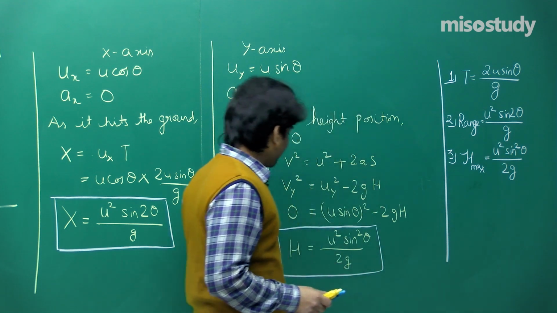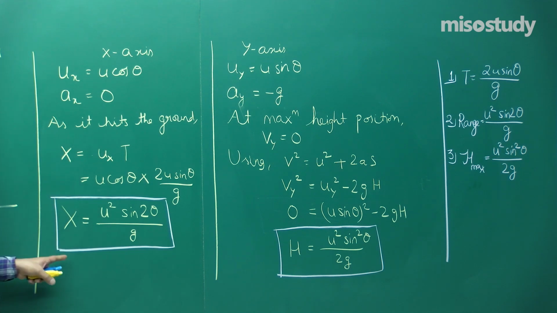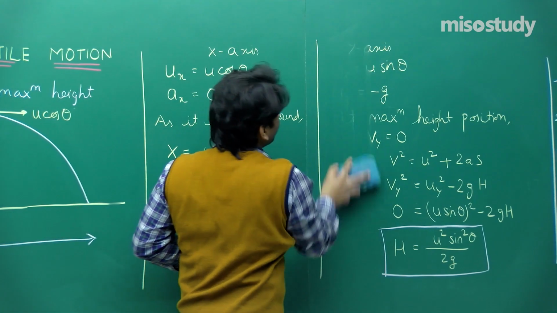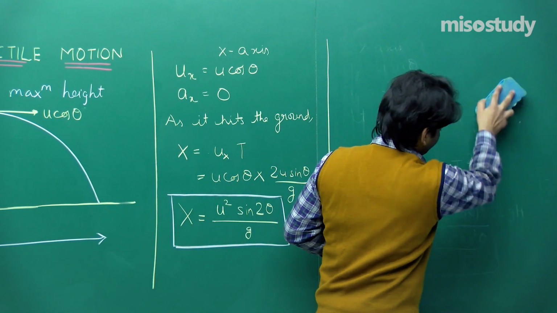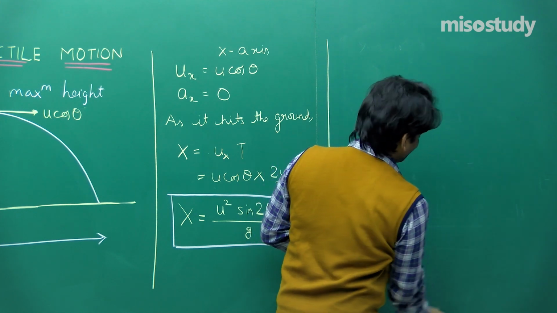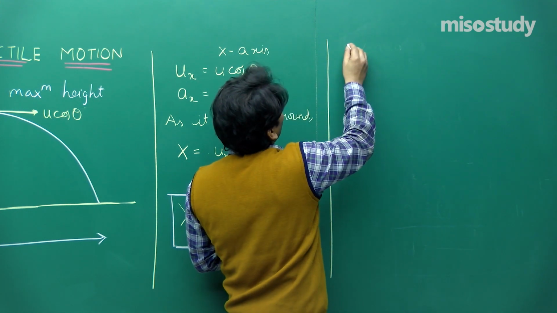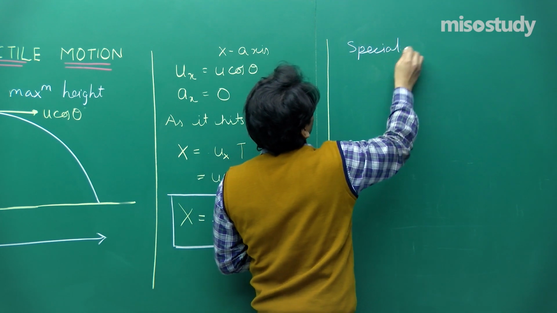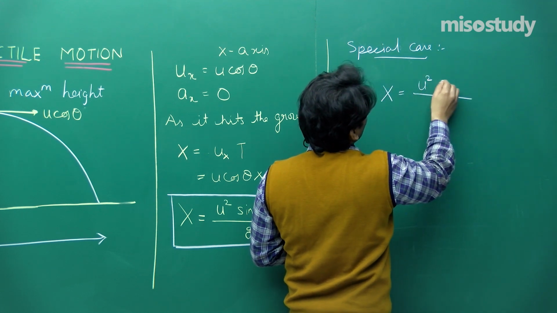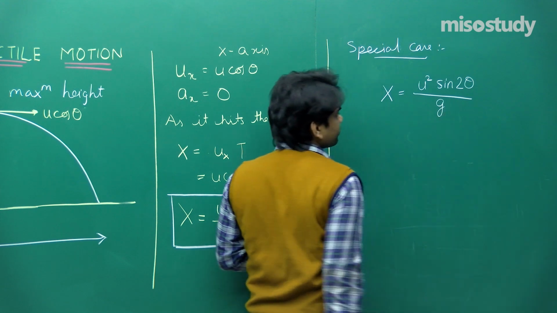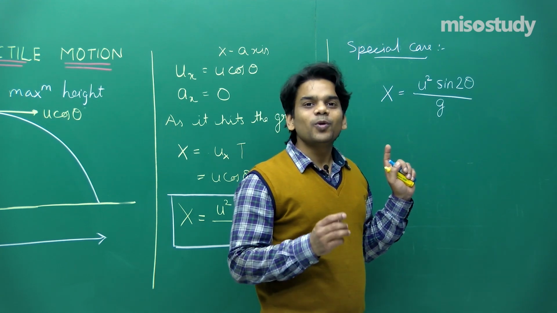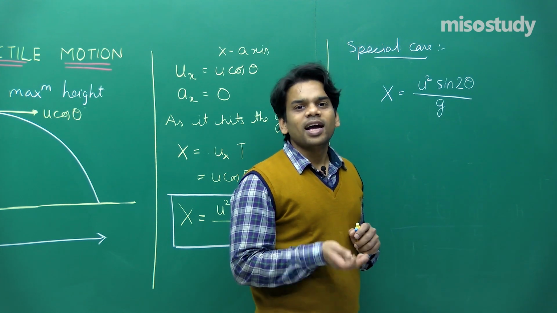Now let's come again to the derivation part. The range formula says that X equals U square sin 2 theta by g. Some special points that you can note down here for range. We are talking about range, capital X, equal to U square sin 2 theta by g. Suppose you are projecting the particle at angle theta, you will get this range. Now suppose you project at some other angle, let's say theta 1, and theta 1 is equal to 90 minus theta.